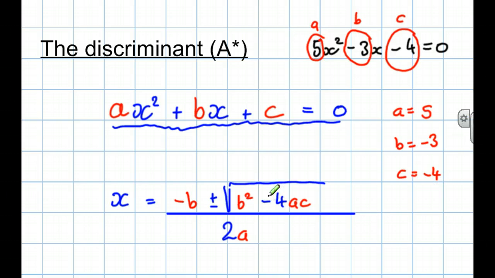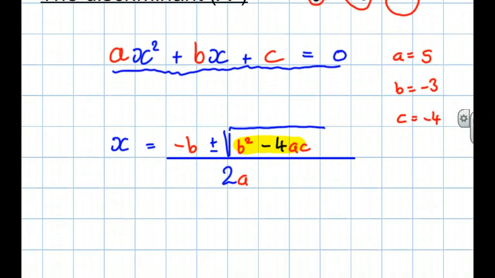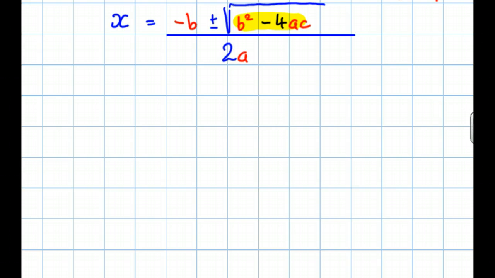Now the discriminant is this part of our formula, b squared minus 4ac. Let's have a look at this in detail. b squared minus 4ac. Why does it have such a big impact?